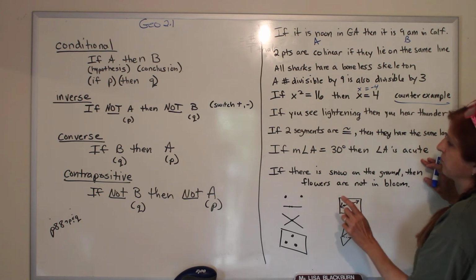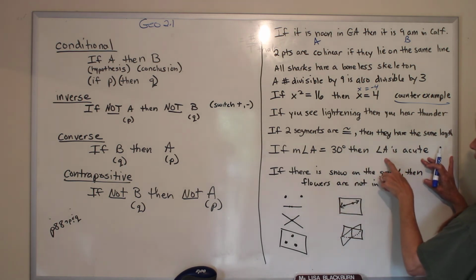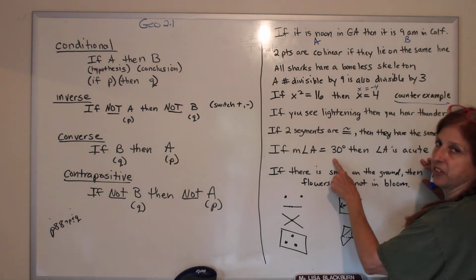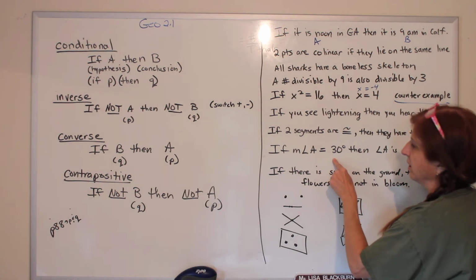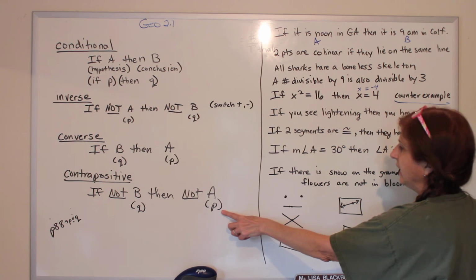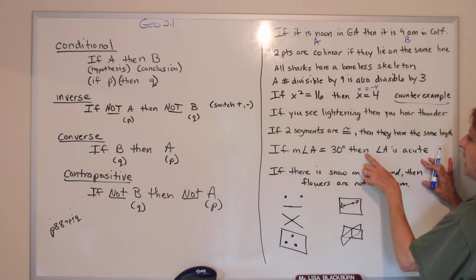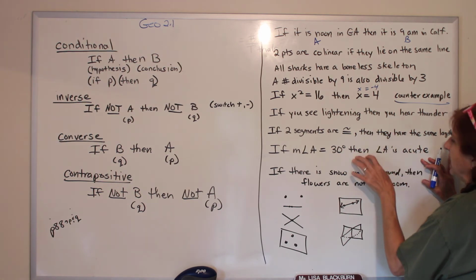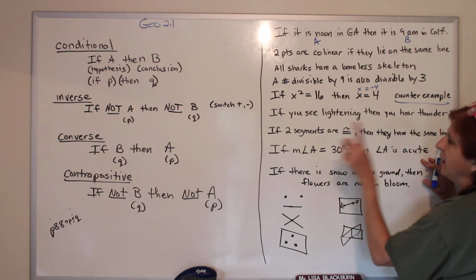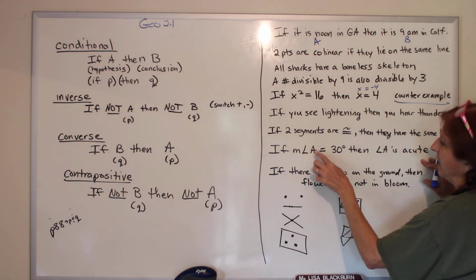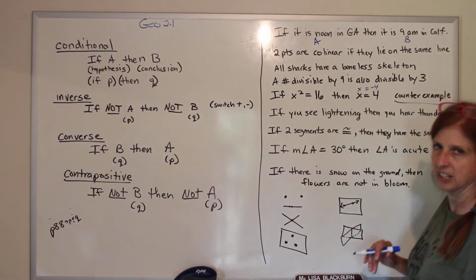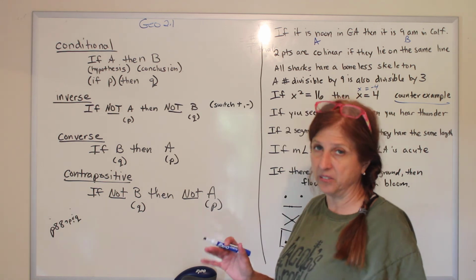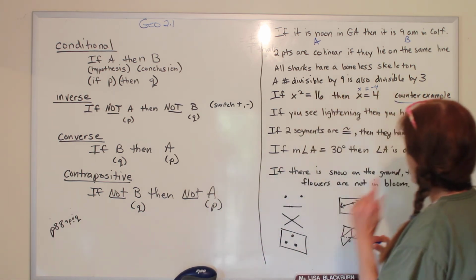Now we're going to do the converse. If angle A is acute, then the measure of angle A is 30 degrees. Also, not necessarily true. Now we'll do the contrapositive. If angle A is not acute, then the measure of angle A is not 30 degrees. So see, it's not hard. It's like haiku poetry. You don't even have to think about it, you just do it.